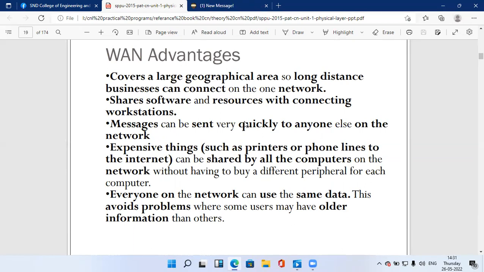After that, software and resources can be shared by connecting workstations. Different workstations we have to connect and route in a centralized manner. Messages can be sent very quickly to anyone else on the network. Expensive things such as printers, phone lines, or internet can be shared by all the computers on the network without having to buy different peripherals for each computer. Everyone on the network can use the same data. This avoids the problem where some users may have older information than others.